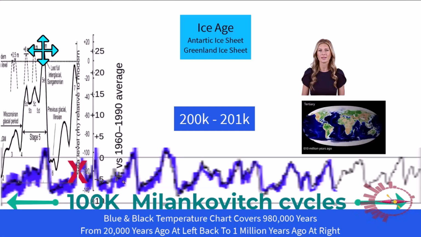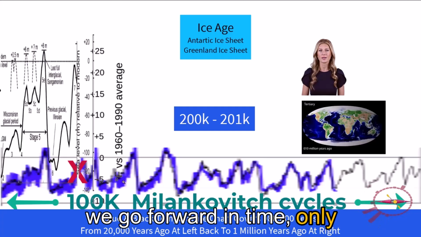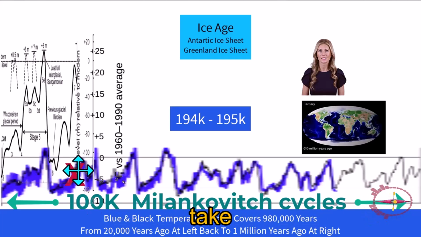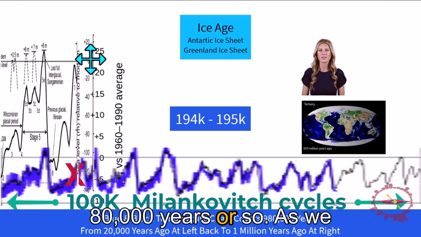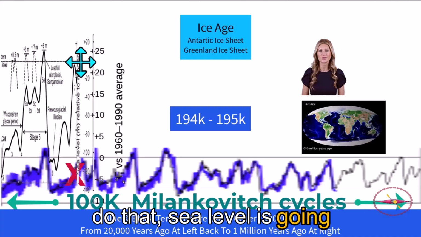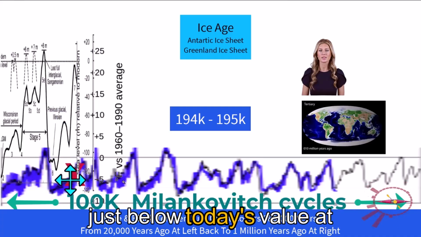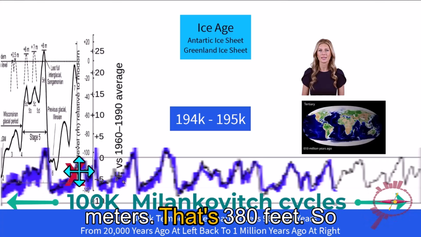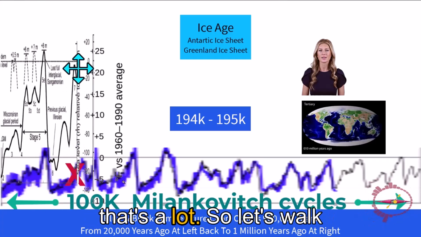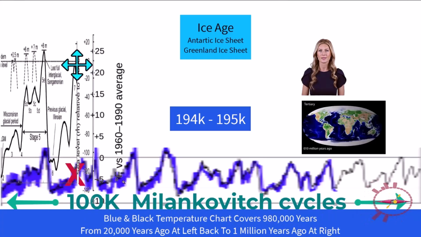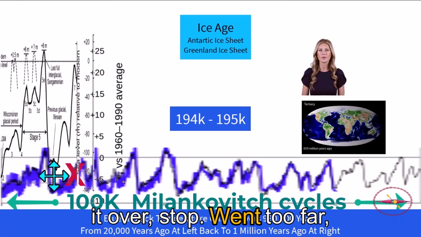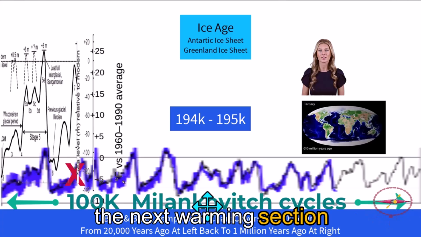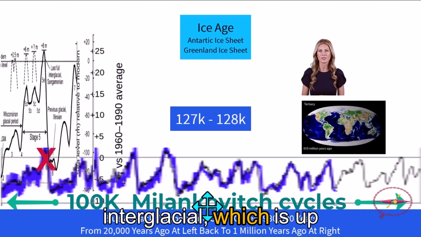But as we go forward in time, only a little bit down the temperature curve, and by the way, this is going to take 80,000 years or so, as we do that, sea level's going to drop dramatically from just below today's value at 0 to, my gosh, about 120 meters. That's 380 feet. So that's a lot. So let's walk it over. Stop. Went too far, but you can see it there. Now, we're going to walk up the next warming section towards the next interglacial, which is up here.